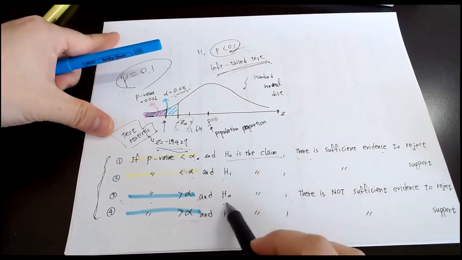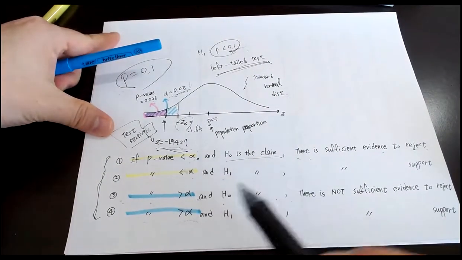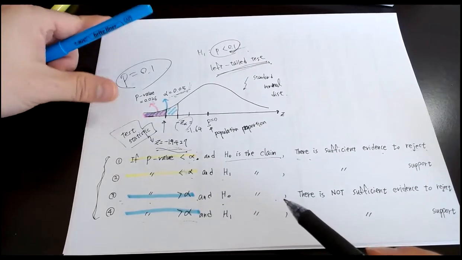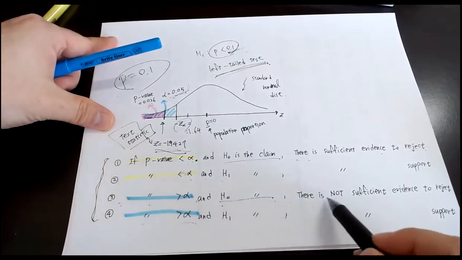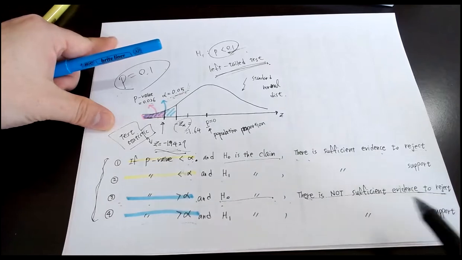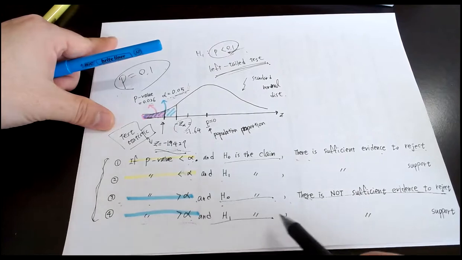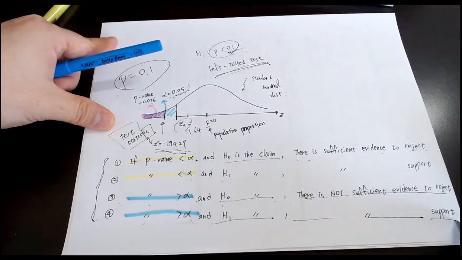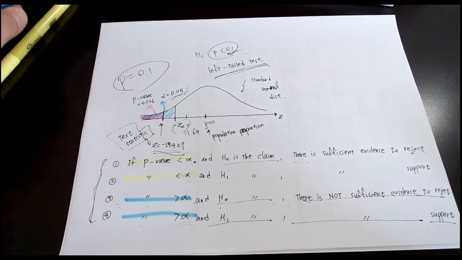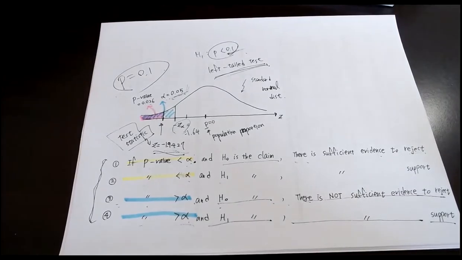And then H sub 0 is the claim. Since we failed to reject H sub 0 and H sub 0 is the claim, then there is not sufficient evidence to reject, okay? And if we failed to reject H sub 0 and H sub 1 is the claim, then there is not sufficient evidence to support. Okay, that is in the lecture notes, so please look at that.